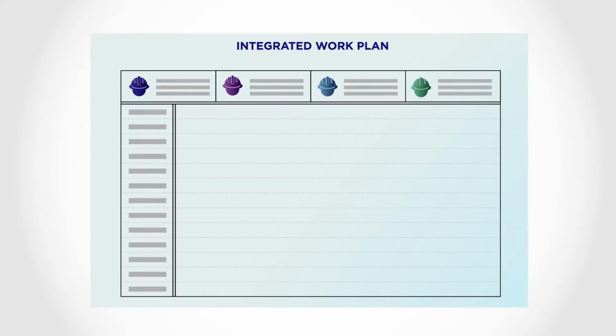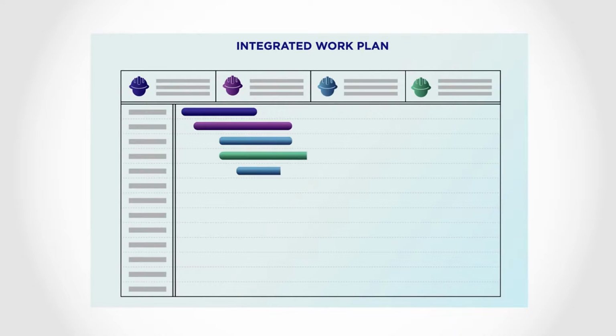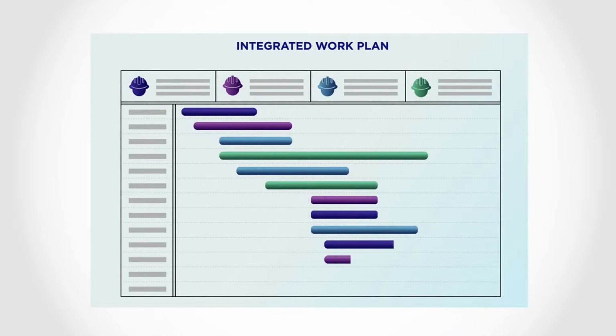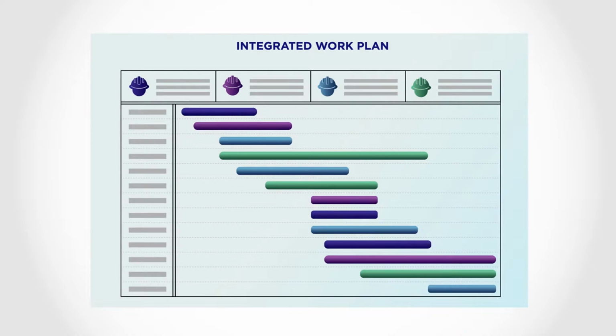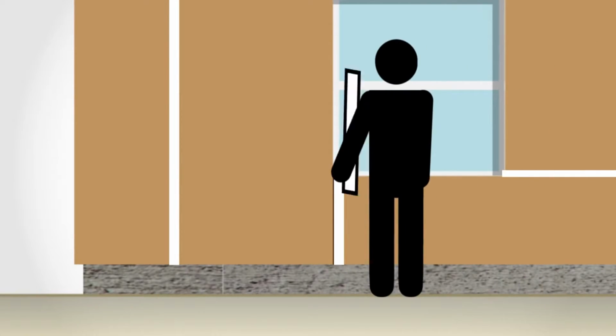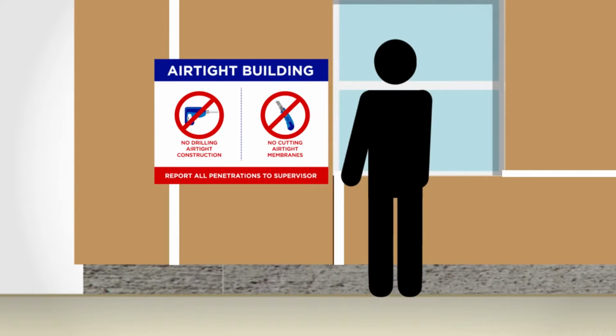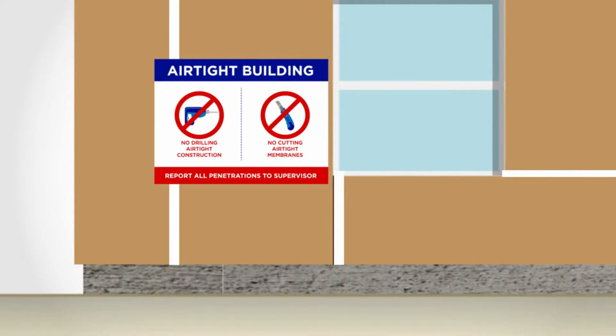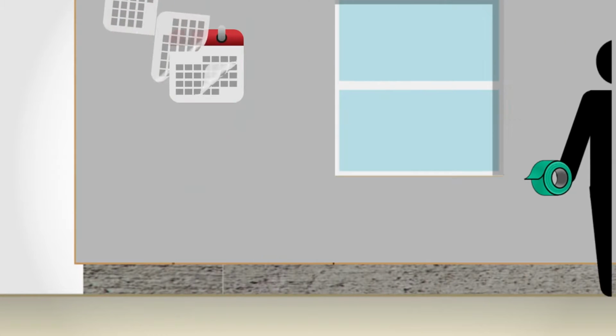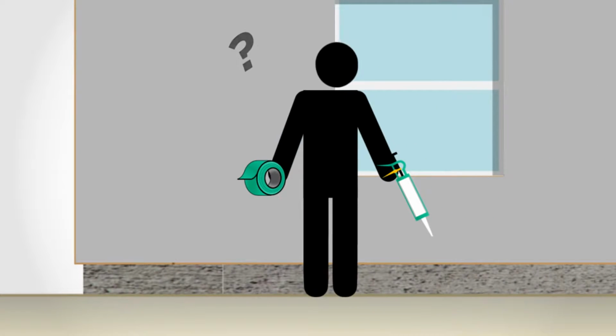Finally, create an integrated work plan for crews and subcontractors so that air sealing tasks can be appropriately sequenced and coordinated by all trades. Air sealing materials that form the continuous air barrier need to be applied at appropriate times during construction. It is much more difficult and expensive to install air sealing after construction is complete.